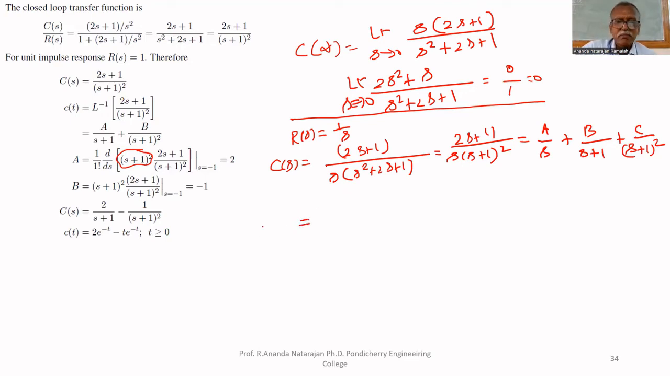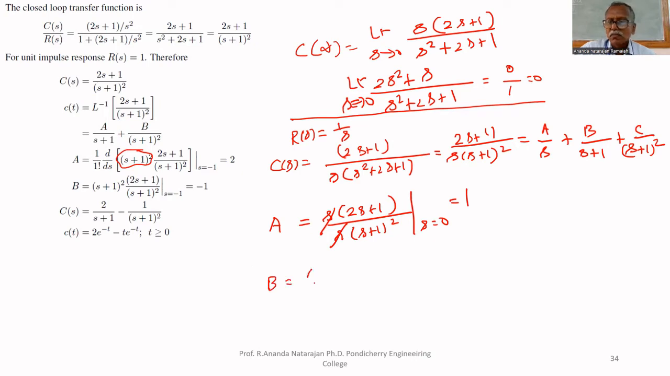Now we have to find A. A equals s times (2s plus 1) upon s multiplied by (s plus 1) whole square, at s equal to 0. That is equal to 1. B equal to what? B equals (s plus 1) whole square times (2s plus 1) upon s multiplied by (s plus 1) whole square.